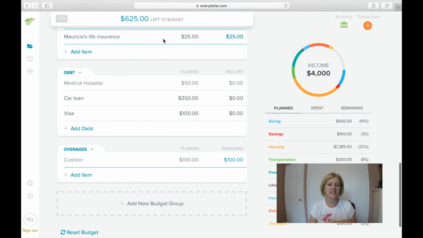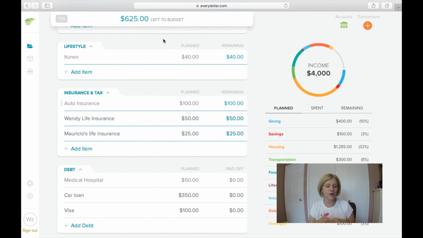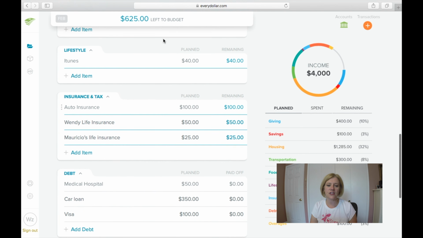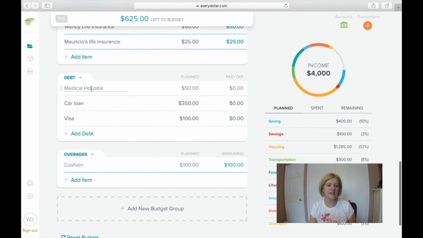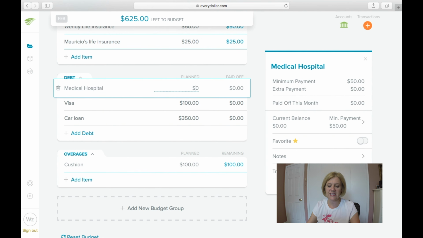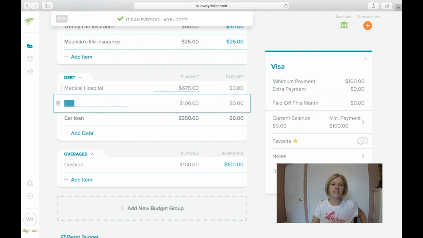So if we're working on baby step 2, that $625 is going to our debt. So we look at our smallest debt, and we know our smallest debt is going to be our medical. It's going to be $2,250 is the total amount we owe. So we're going to add to that. We're going to take this $625 and add it to the $50. So that makes $675. And you see right here, it says it's an EveryDollar budget, which means that, hey, guess what? We've got a balanced budget. So we have just officially balanced our budget.